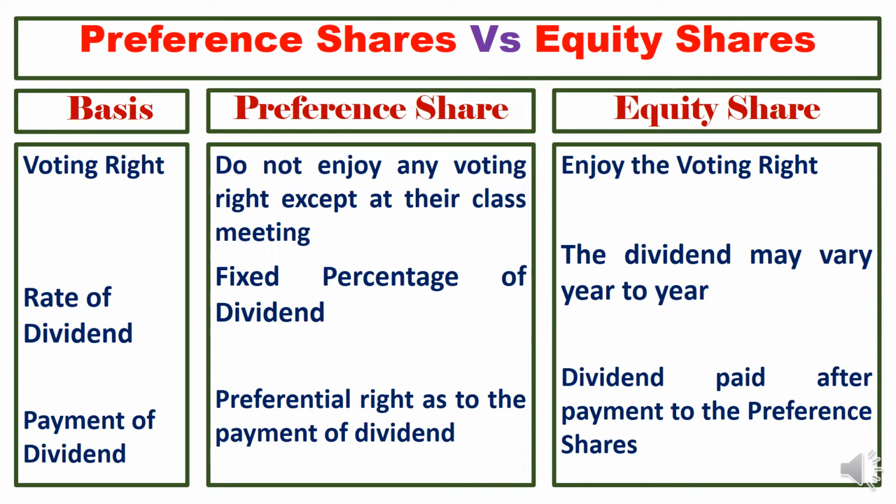Whereas equity shareholders always enjoy voting right because these people are the real owners and they have the authority to take the decisions in annual general meeting, in board of directors as well. So the equity shareholders will always enjoy the voting right. Whereas the rate of dividend, when you come to the preference shares, the fixed percentage of dividend will be paid to the preference shareholders always.